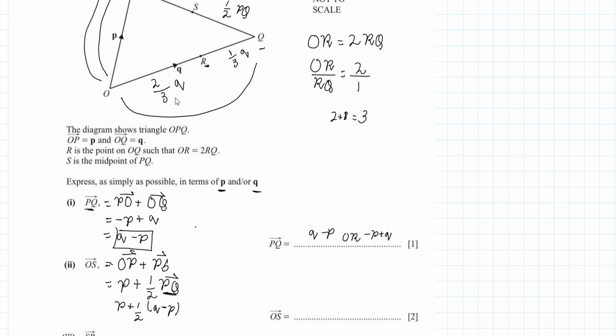Now P plus 1 upon 2 Q you have to multiply by minus 1 upon 2 P. After this, arrange the same values.